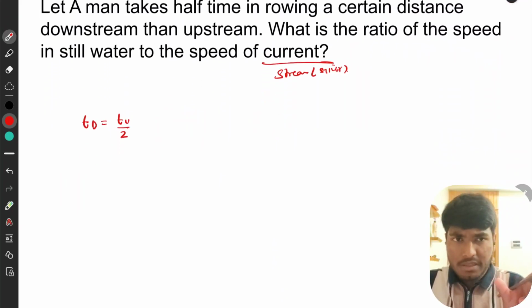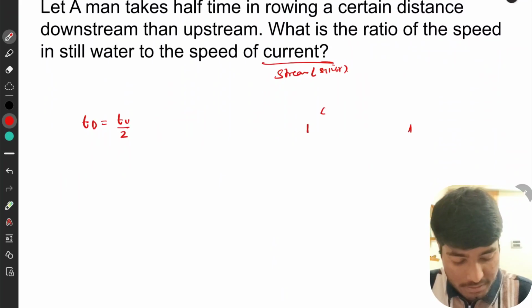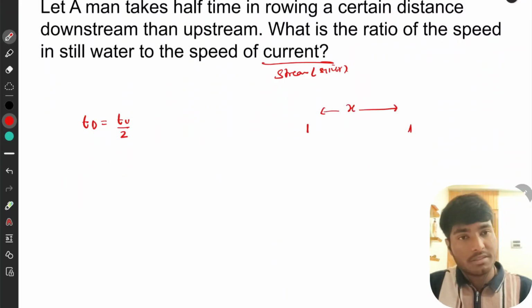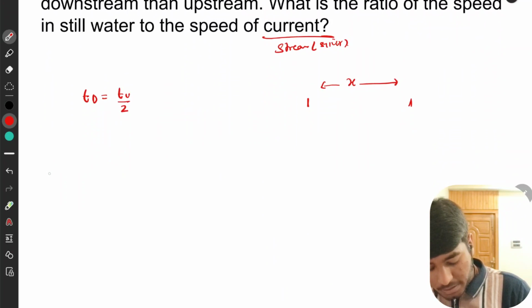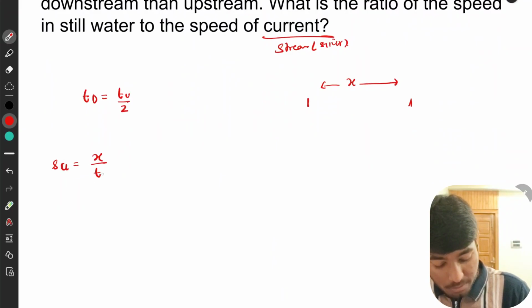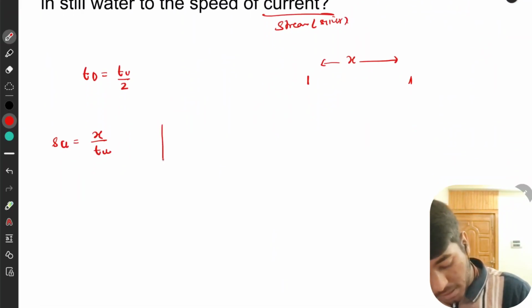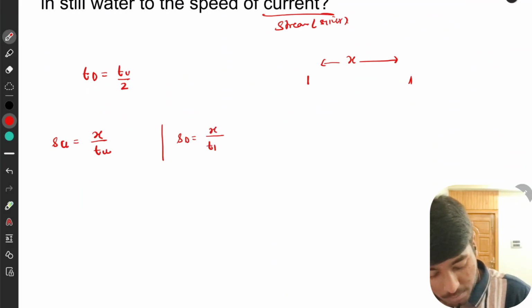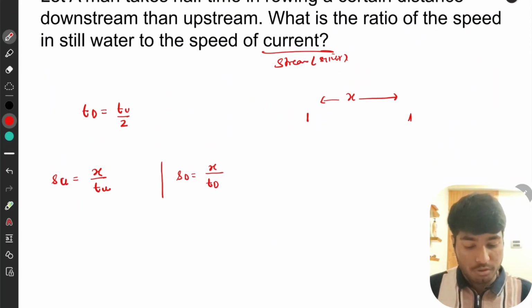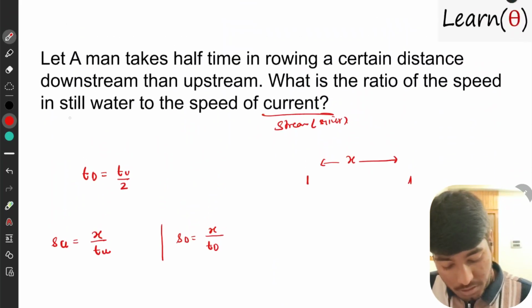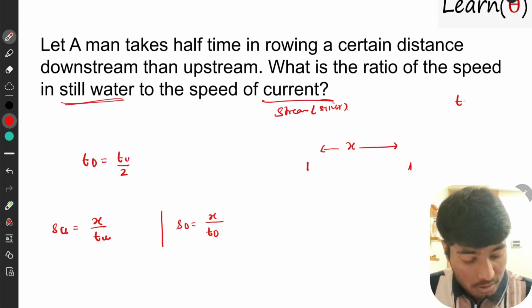Can I say that the distance will be the same? Let us say that the distance is simply x. Speed upstream is equal to distance by time upstream. Speed of downstream is equal to x upon time of downstream. Hear me out on how I am doing the question. The question is asking for the ratio of speeds. I have to find the speed of boat upon the speed of river.